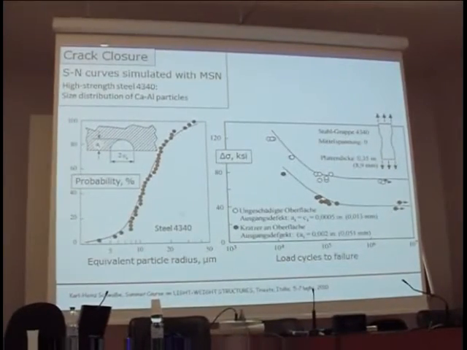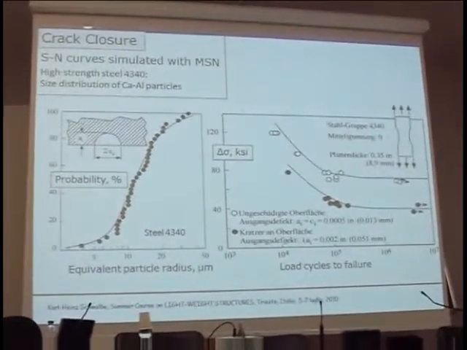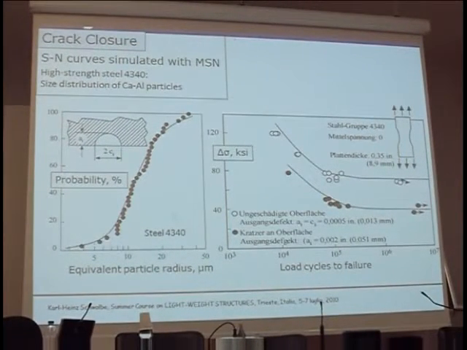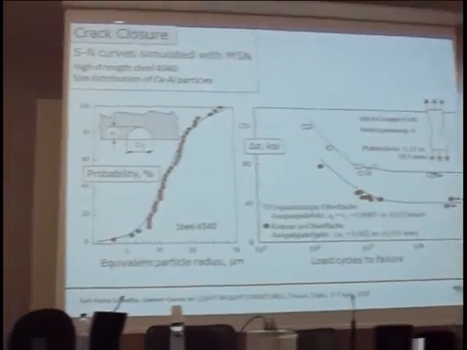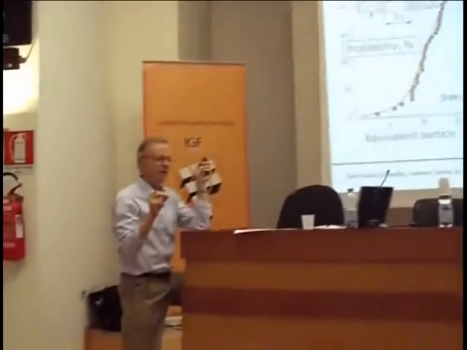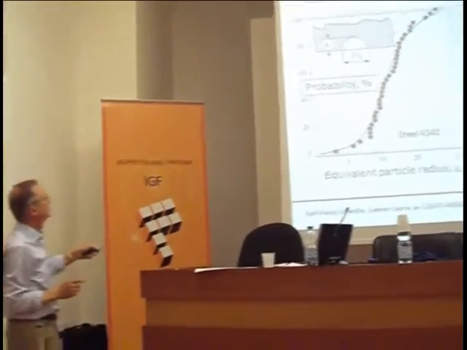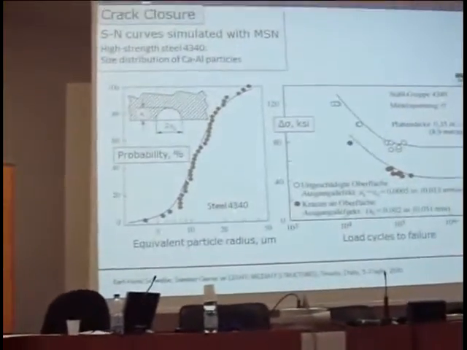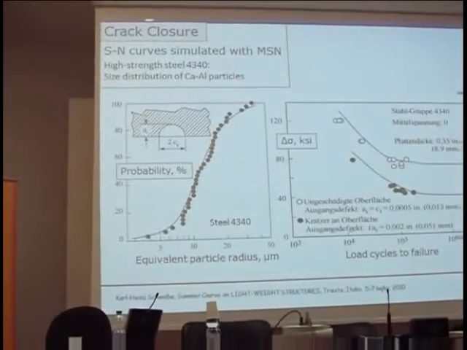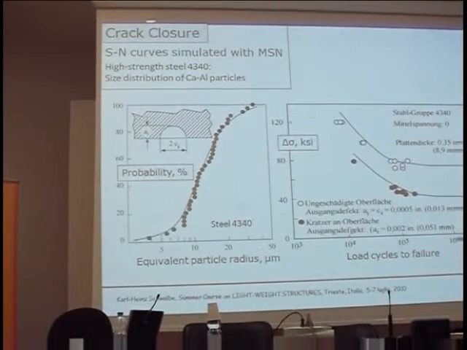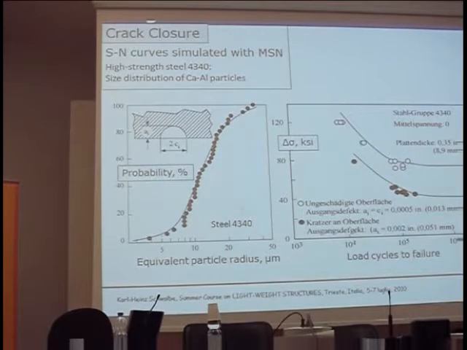You remember, engineering alloys, metal alloys usually contain second phase particles. They serve as crack starters. So in the beginning of life, there is already a number of micro cracks. In fact, it's a distribution. You see the probability, for 4340, and the particle radius here in microns. So it's quite big here. And this is the distribution.